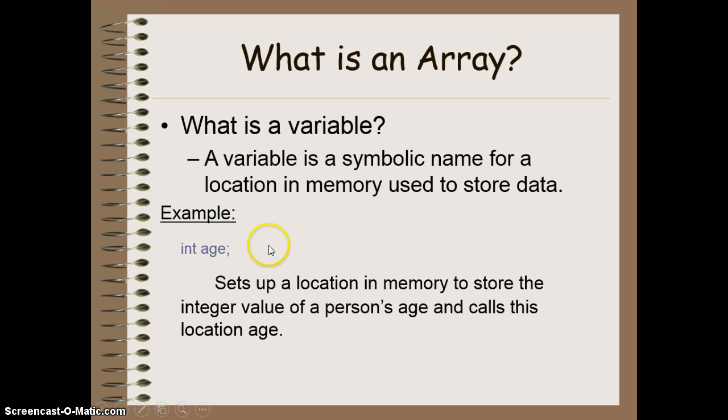So when I have something called int age, I'm basically setting up a location in memory that's going to hold an integer value that I'm going to use to represent somebody's age. And I can call that location in memory age, and every time I refer to it, I'm referring to that piece of integer data that I'm working with.